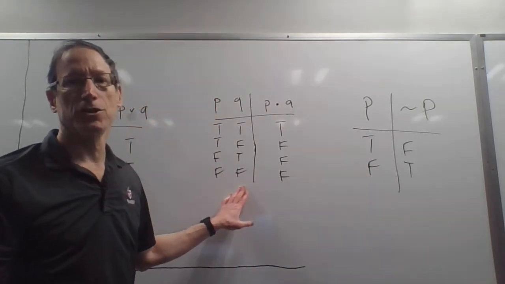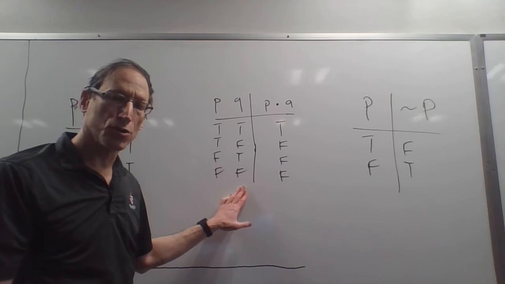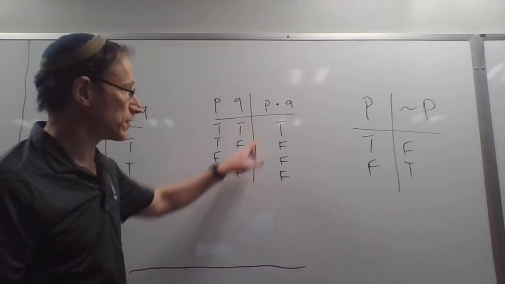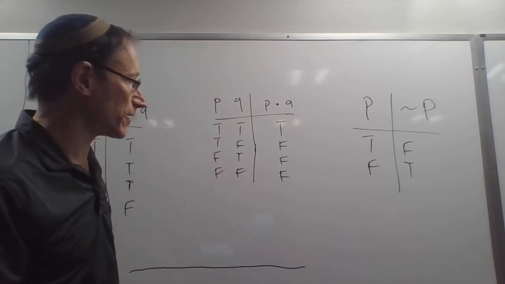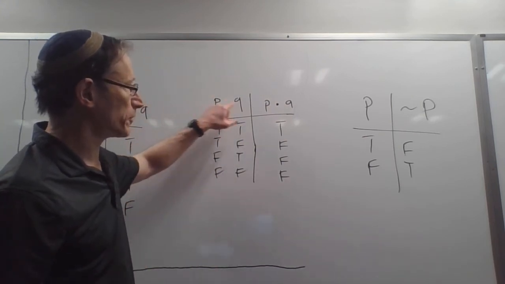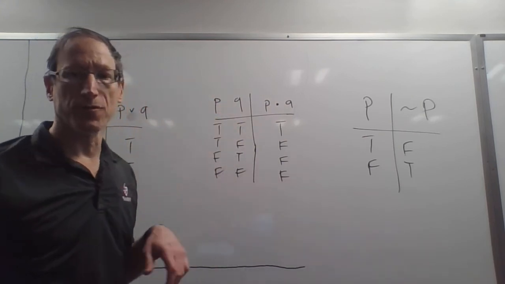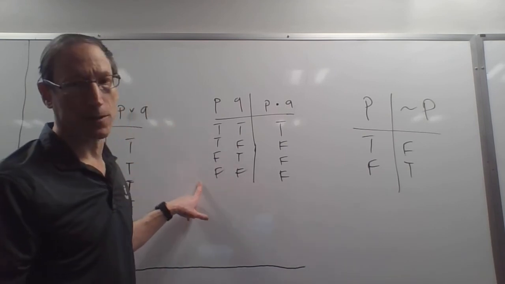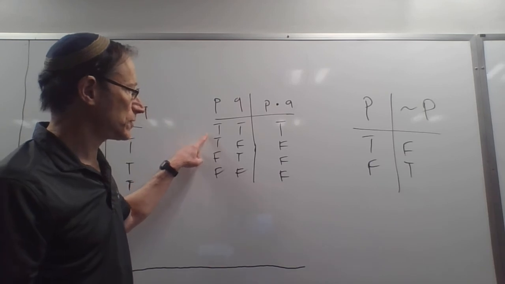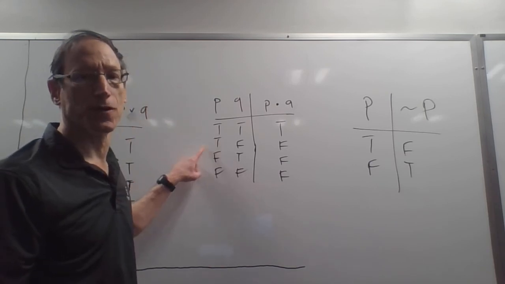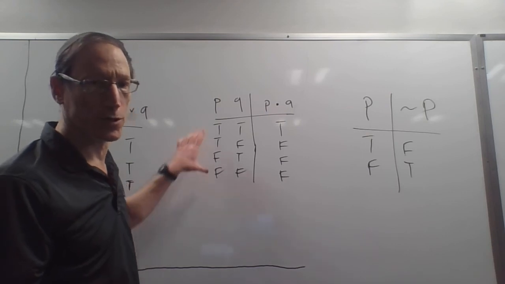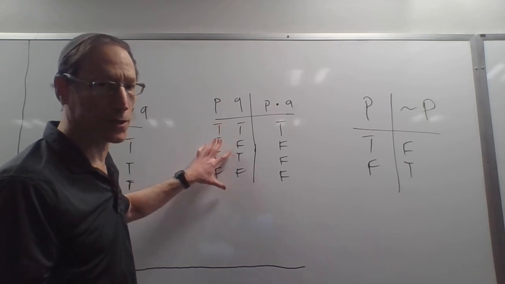Here's the definition. I call this the truth tabular definition of conjunction, the dot. I hope you can see the dot there. So when you have two formulas, whatever they are, let's call them P and Q, there are going to be four possible combinations. Either they're both true, the first one's true and the second one is false, the first one's false and the second one's true, or they're both false. So those are all the possible combinations for P and Q.